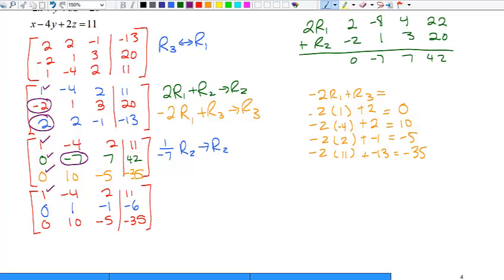Do I have a 1? Yes. Do I have zeros below it? Yes, yes. Do I have a 1? Yes. So the next thing I'm looking for is a 0 below it. Notice if you're doing it in the right order, you're not manipulating any of the ones and zeros that you've already successfully got. Okay? So now I need a 0 below the 1 where the 10 is.